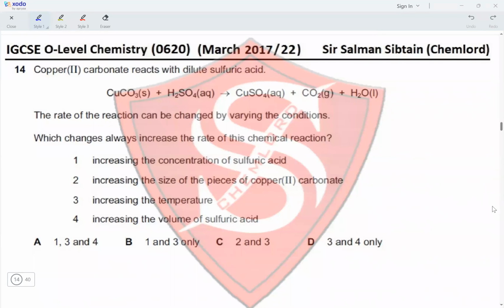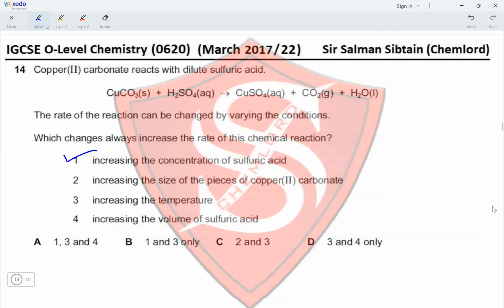Question 14. Copper carbonate reacts with dilute sulfuric acid. The rate of reaction can be changed by varying the conditions. Which changes always increase the rate of the chemical reaction? So increasing the concentration of sulfuric acid would increase the rate of reaction as the number of moles of reactants would be more. So the number of collisions that would result in product formation would also be more, and the rate of reaction would be higher. So this is correct.